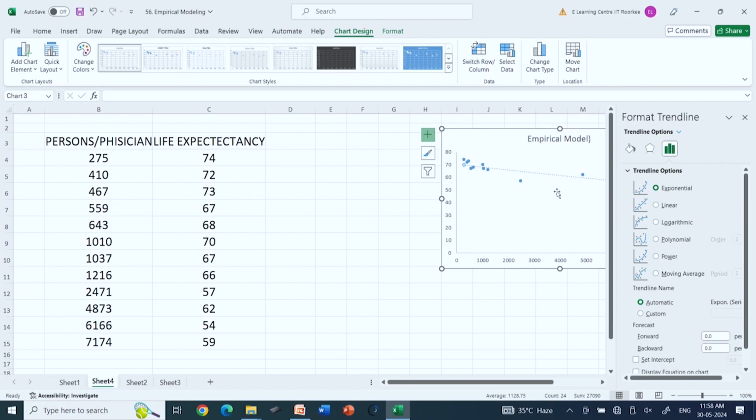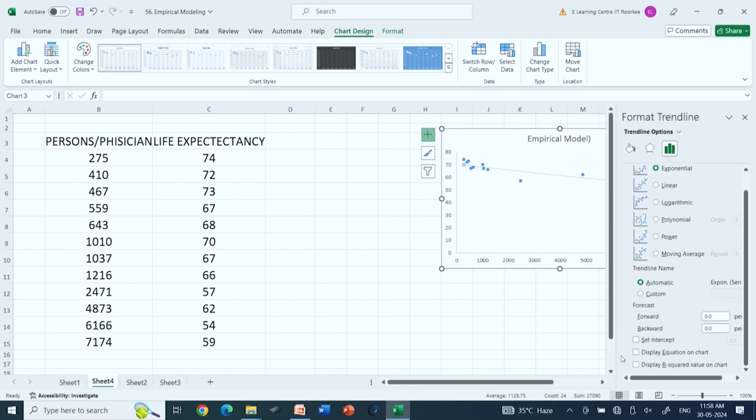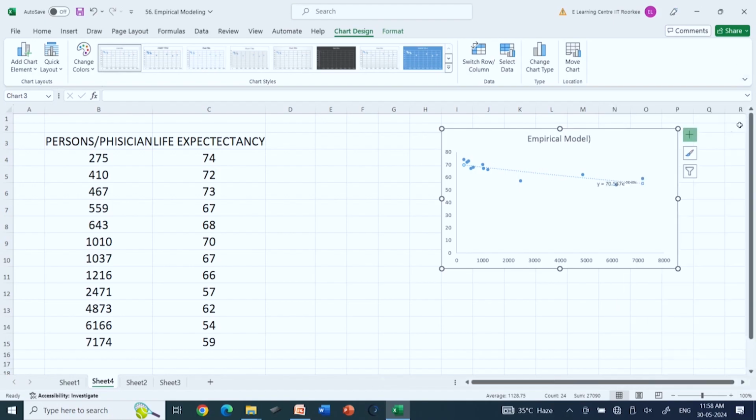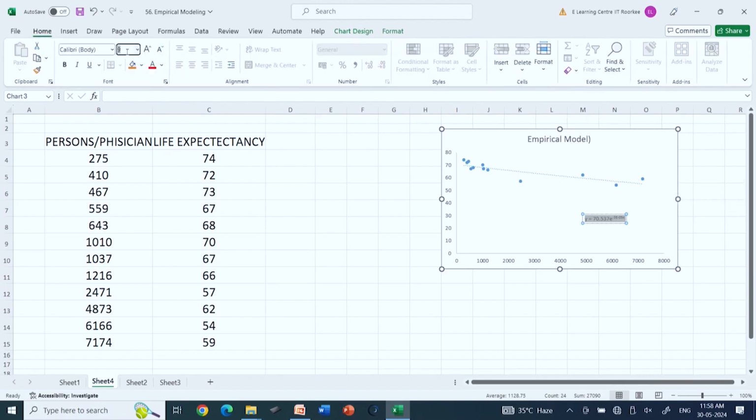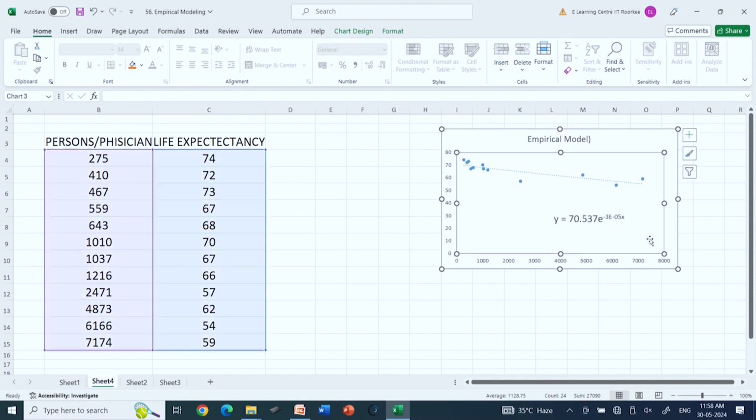Though it looks like a straight line, the moment we click display equation, it will be clear that it is an exponential model and not a straight line one. So, and I change it to 16. So, now you have a look that this is the model.